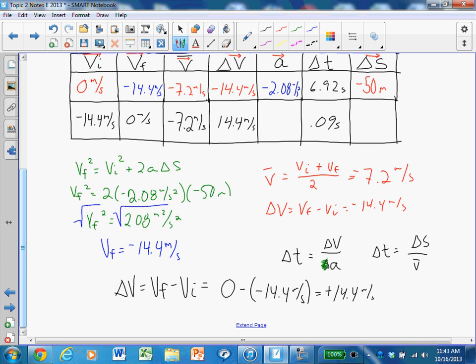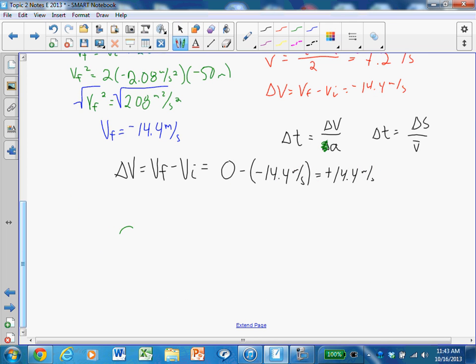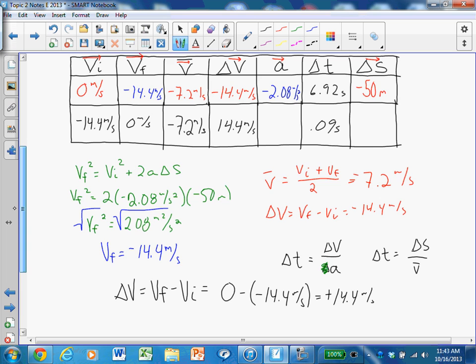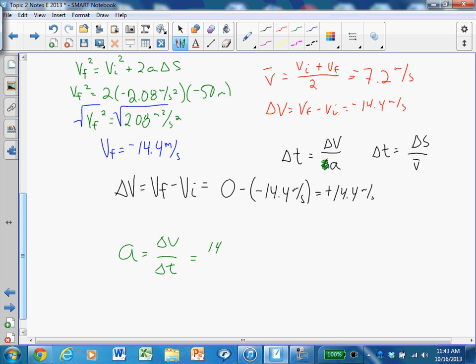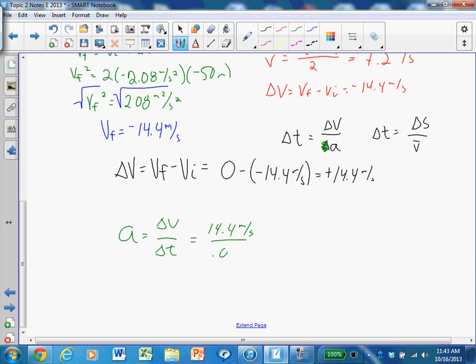How are we going to get A? We could put it right in, right? Delta V, 14.4. Delta T, 0.09. 160. Ouch. That's like 16 G's of acceleration.